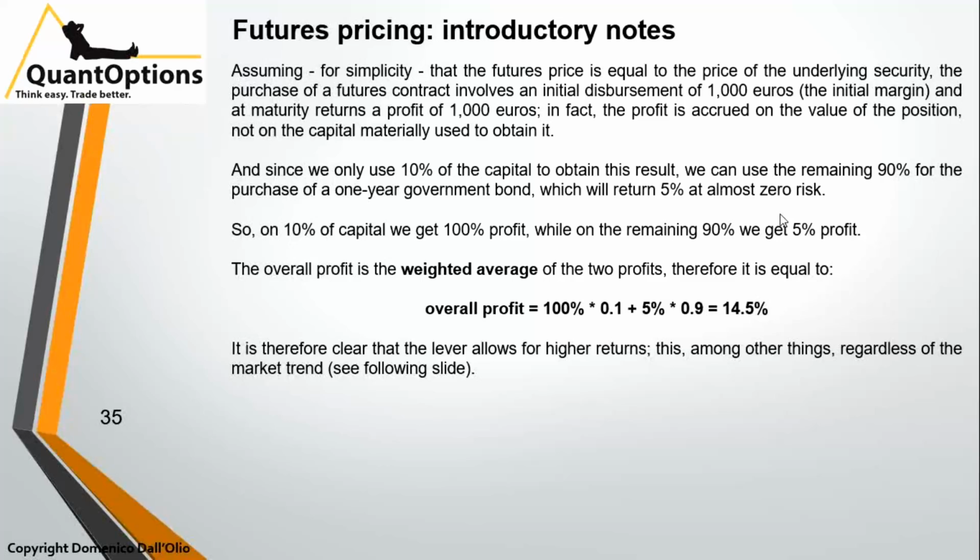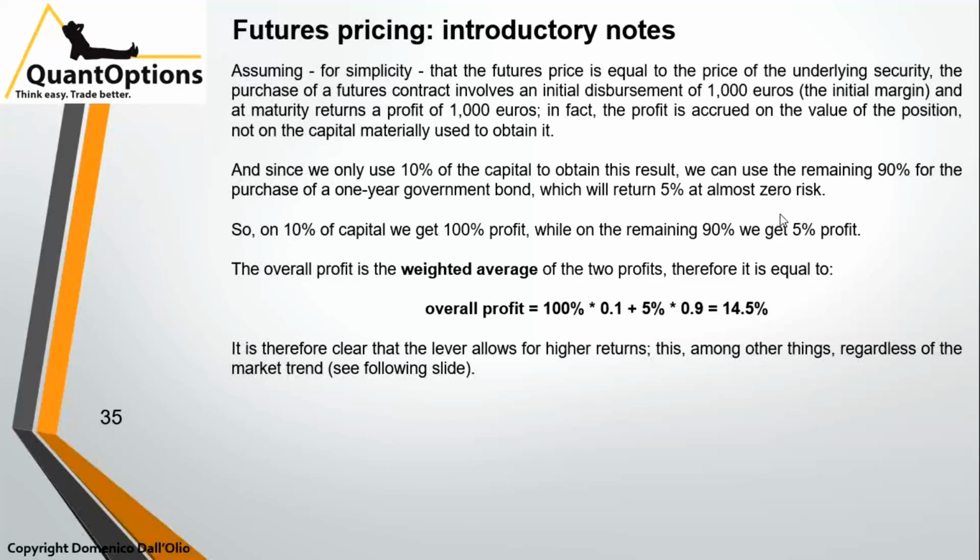And at maturity, it returns a profit of €1,000, because remember that profits and losses on derivatives are calculated on the basis of the value of the contract, not on the value of the initial margin, not on the value of the money deposited. You always have to refer to the value of the contract. So you put in €1,000, but you are exposed for 10,000. So if the price increases €1 per share, you gain 1,000 out of 1,000.